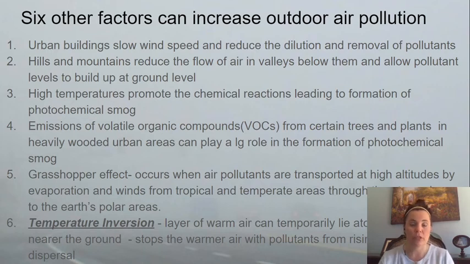So remember, dilution is what we're going for. We want to dilute. We want to have the wind carry things away. And instead, because we have all these big buildings, it's slowing the airflow down. Hills and mountains reduce air flow. High temperatures promote chemical reactions that form photochemical smogs. Emissions of VOCs from certain trees and plants in heavily wooded urban areas can play large roles in the formation of photochemical smog. This, number five, I need you to look at.